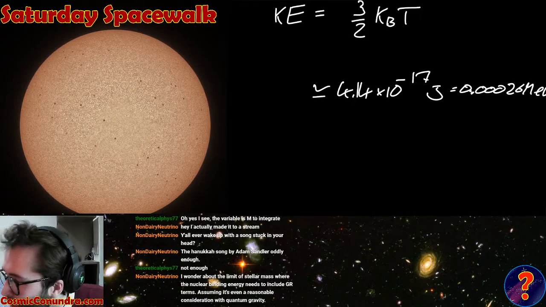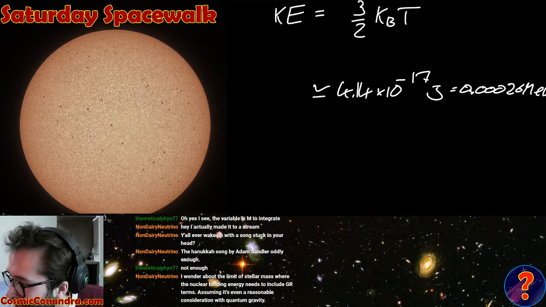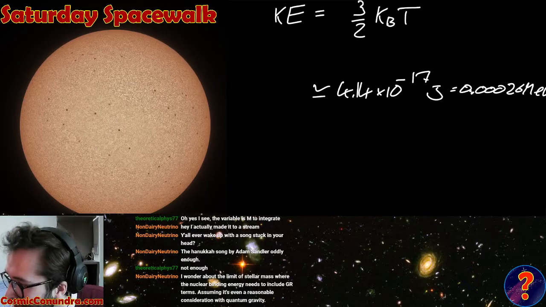You wonder about the limit of stellar mass where the nuclear binding energy needs to include GR terms, assuming it's even a reasonable consideration with quantum gravity.